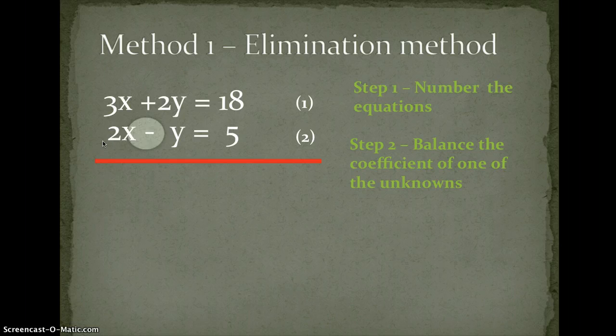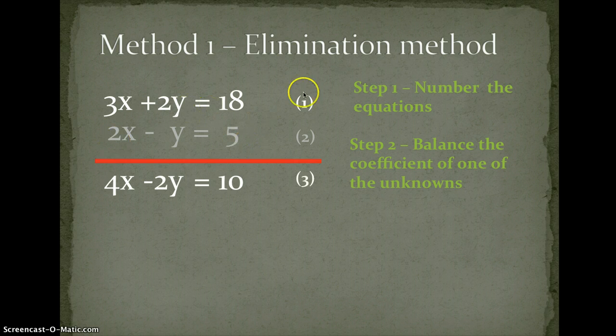So 2 times 2x is 4x, 2 times -y is -2y, equal sign, 5 times 2 is 10. Now I have a new equation and I'm calling it equation 3. Now I don't need equation 2 anymore, but this time I can see the variable y has the same coefficient, which is 2, but I cannot eliminate 2y if I subtract. So I'm going to add them now because I want it to be 0.